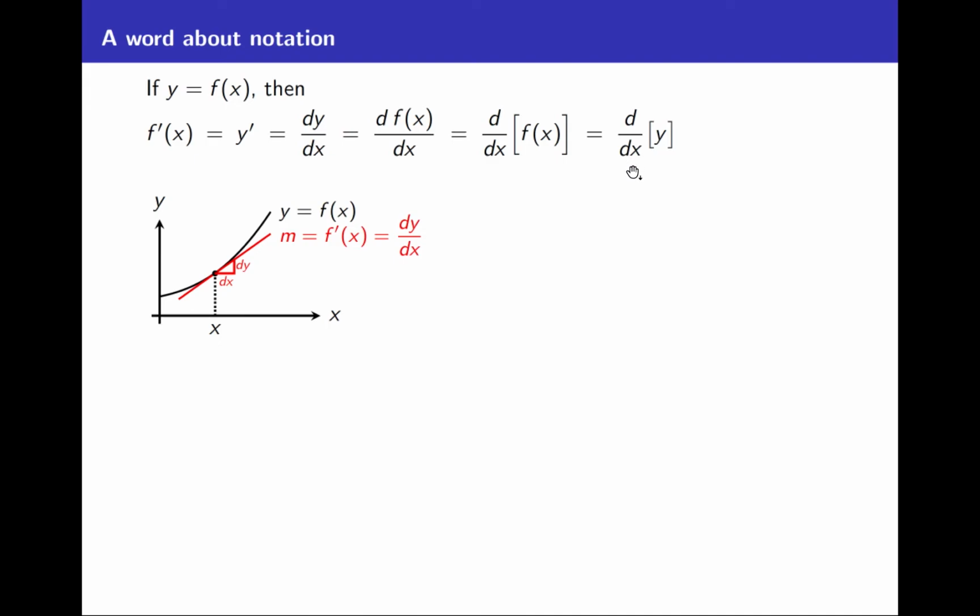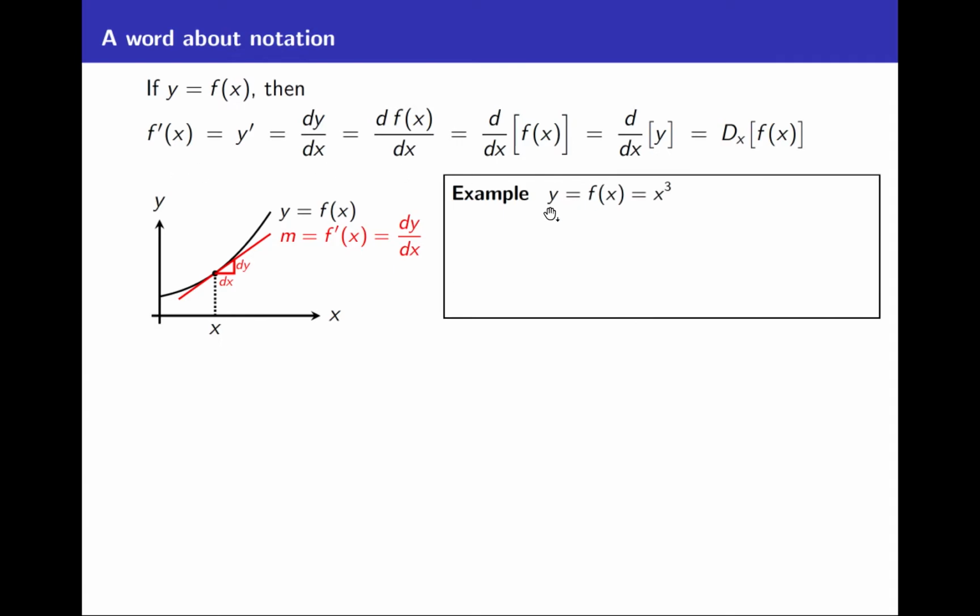You could write that as d/dx of y. And sometimes in other texts, you might see this as big d/dx of f of x. All of these are different notations that stand for the same thing, the derivative f prime of x. So for example, if we had the function y equals f of x, which is x cubed, then f prime of x is 3x squared by the power rule. And we would also write that as dy/dx equals 3x squared, or y prime equals 3x squared.